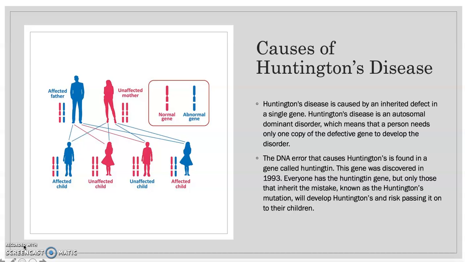Every person who has this CAG repeat expansion in the Huntington's disorder gene will eventually develop the disease, and each of their children have a 50% chance of developing Huntington's. So as seen in the picture on the left side of the slide, a family where the father has the disease and the mother does not can reproduce with children either having the gene or not.